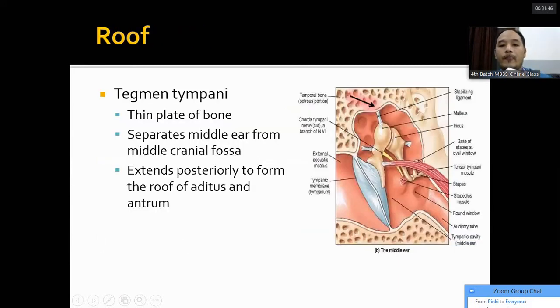Now, the roof. The roof is also very simple. It is formed by the tegmen tympani, a thin plate of hard bone that separates this tympanic cavity from the middle cranial fossa, the intracranial cavity. And this roof extends posteriorly to form the roof of the antrum, also called the tegmen antri.